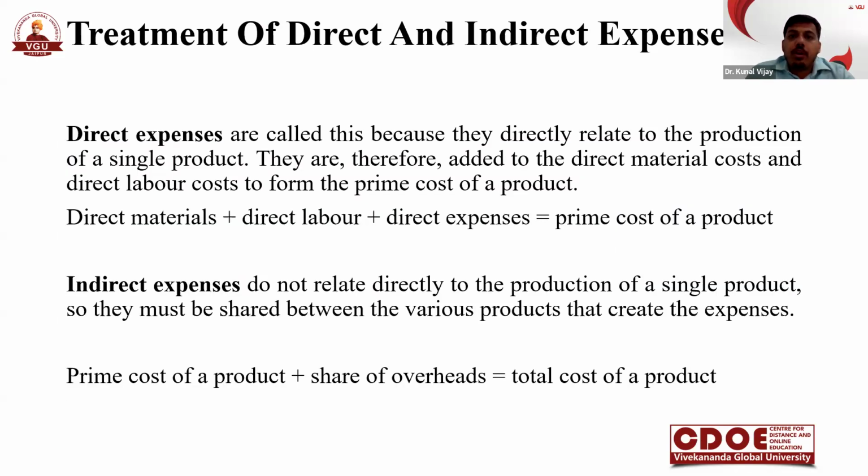Now, next one is the treatment of direct and indirect expenses. Direct expenses are called this because they are directly related to production of a single product. They are therefore added to the direct material cost and labor cost. So direct expenses are directly added to direct material and labor, and all three are commonly known as the prime cost of a product. So if direct material, direct labor and direct expenses are given, we will add all three, and the total is known as prime cost.